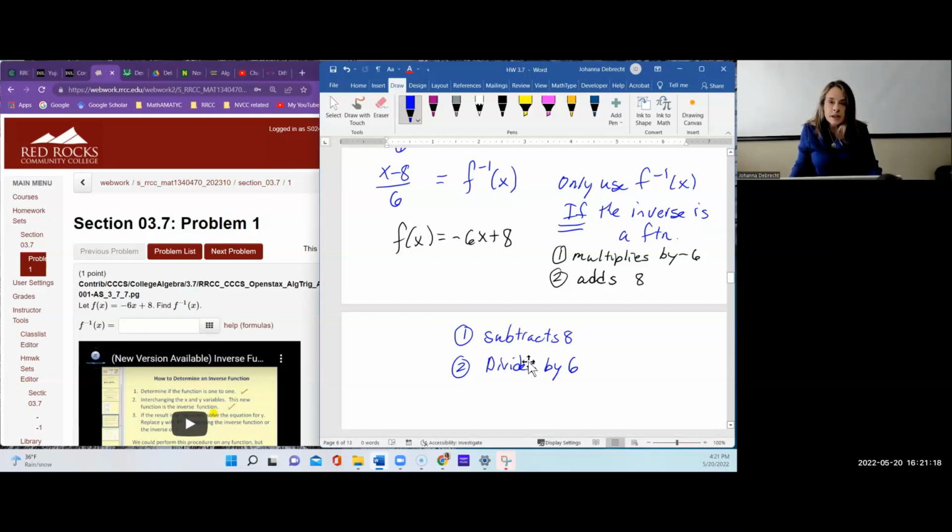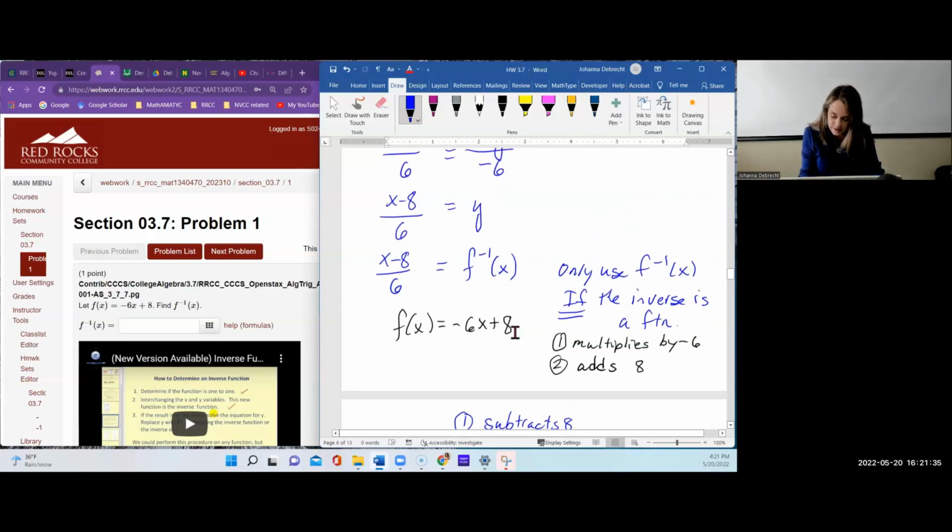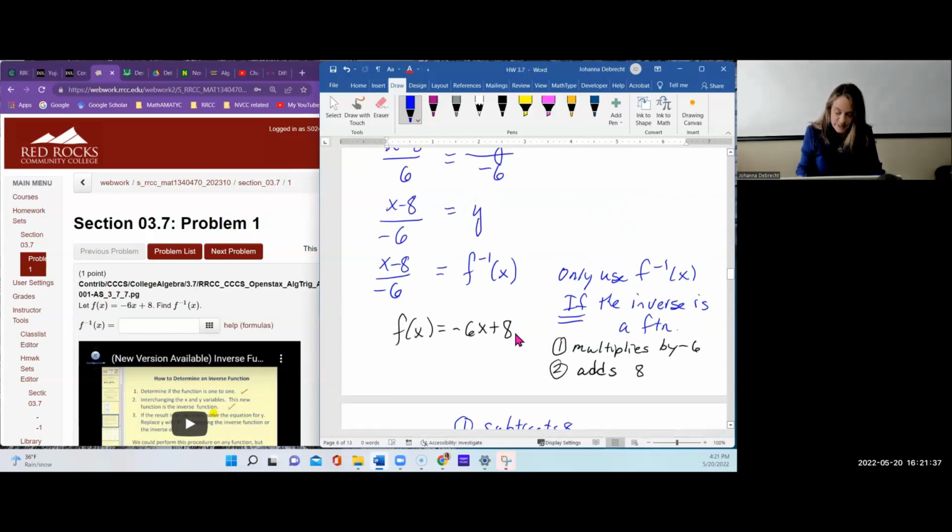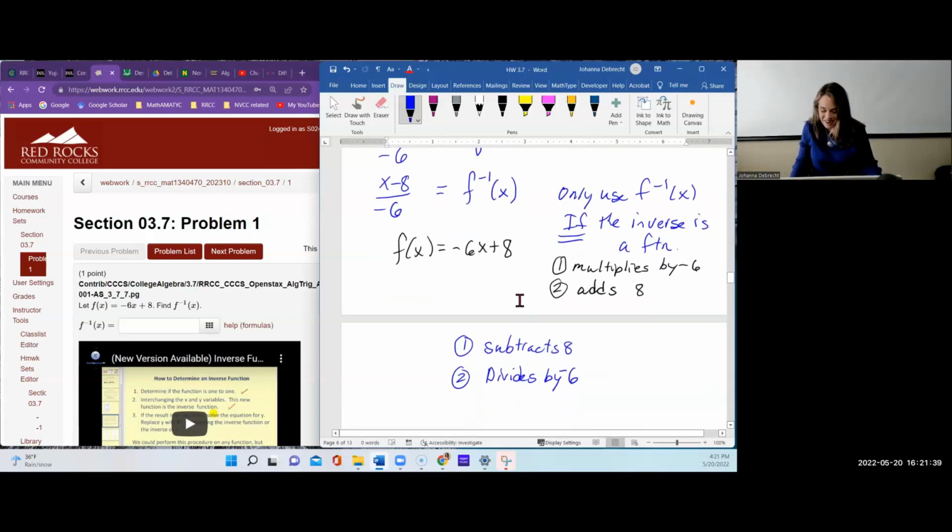That's what an inverse does. It undoes the processes of the other equation. First multiply by 6, then add 8. Let's undo it. Subtract the 8, then divide by this -6. I lost my negative. That's a good catch. All right.